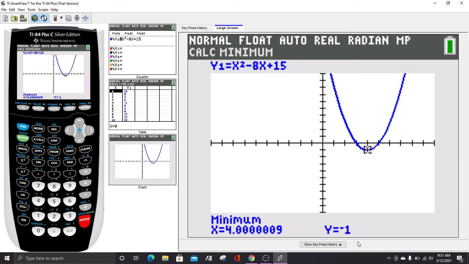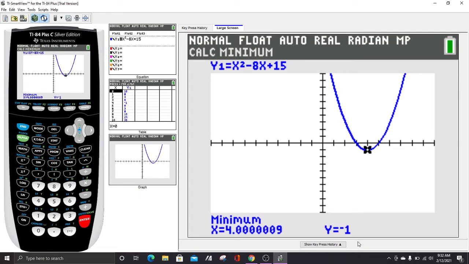Now you can see with this one, our vertex is 4, -1. It looks like it's not exactly 4 because it's 4.000009. Okay? And so we are usually rounding to the nearest hundredth or tenth, so look for that. So in this case, we could say our vertex is 4.00, -1. Now we know where to look on our table.